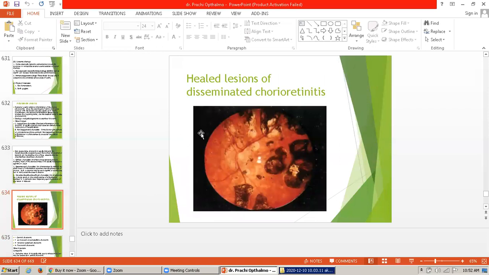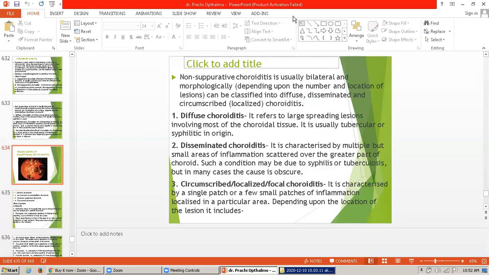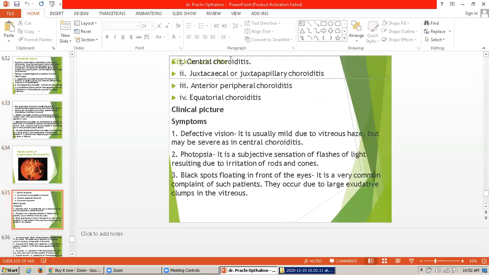So this is a diagram of the healed lesion of disseminated chorioretinitis. Then in the circumscribed, that is local or focal choroiditis, there are central choroiditis, juxtapapillary choroiditis, anterior peripheral choroiditis and equatorial choroiditis.